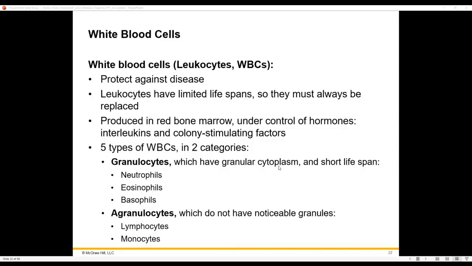For the granulocytes, we have granular cytoplasm and a very short lifespan. These are the neutrophils, eosinophils, and basophils. The agranulocytes, which do not have noticeable granules, are the lymphocytes and the monocytes.